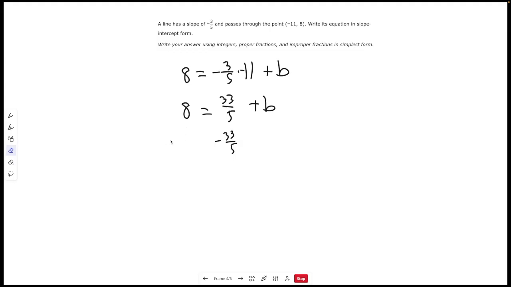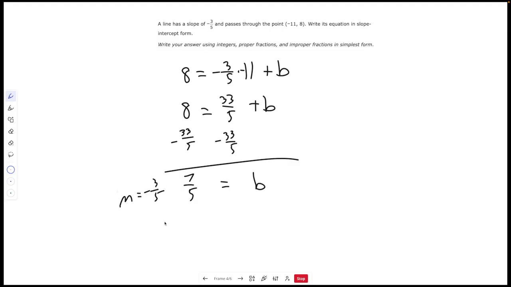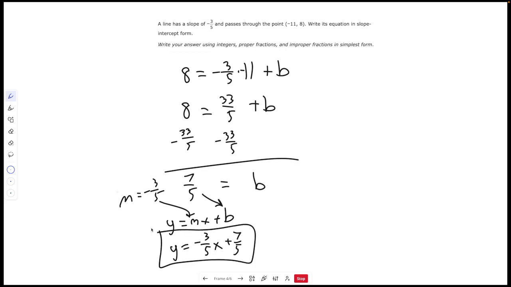Let me write that a little bit nicer. -33/5 on both sides, and we end up with b equals 7/5. We know the slope, because they gave it to us at the beginning, is -3/5. So now let's plug in. This goes here, this goes here. So now we have y equals -3/5 x plus 7/5, and this is our final answer.